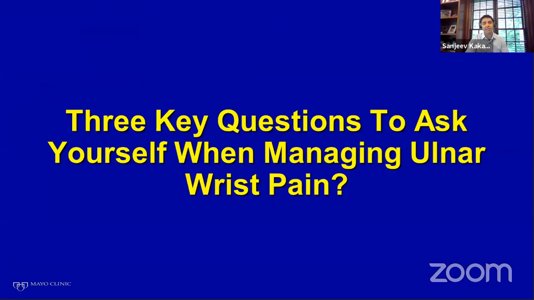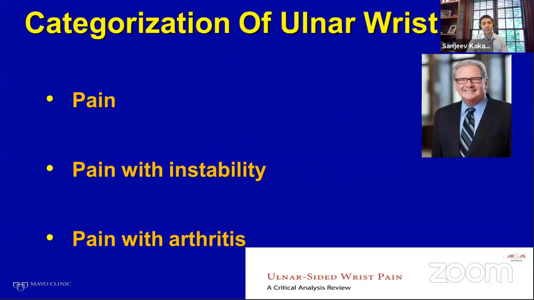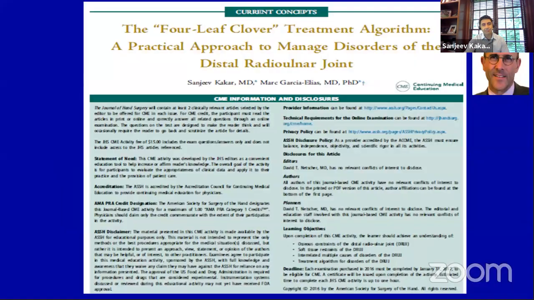So Steve mentioned questions, and this was teaching by Dick Berger, who taught us these three questions and recently wrote a nice article on this, breaking it down into those three buckets that Steve mentioned: pain with instability, and pain with arthritis. I hear you think, well, they all are the same, but they're actually not. If you ask patients critically when they're having the pain, you can really break it down into this. Mark taught us the concept of the four-leaf clover algorithm, and I want to share this with you.